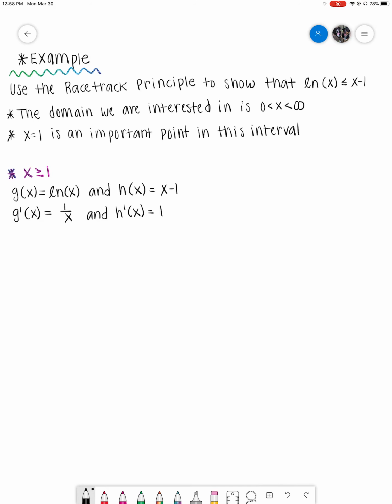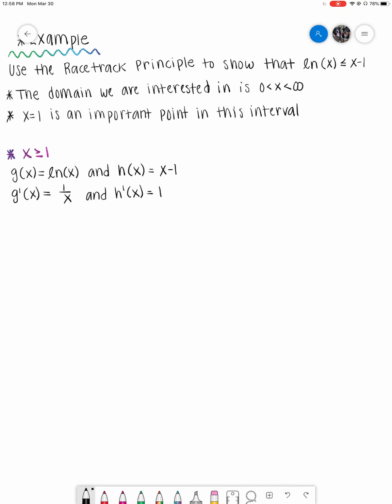So we've got our derivatives, and to use the racetrack principle, we needed to see that g prime of x was less than or equal to h prime of x. And that's true. If we think about this, x is greater than or equal to 1, so 1 over x is going to be less than or equal to 1, right? It's going to be some fraction less than or equal to 1. So great, there we go. Then let's say a equals 1, so we're going to have a as our starting point, right, because it's 1 or more.